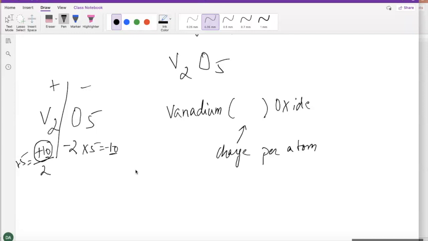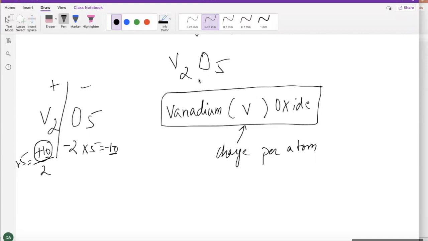If that does not make sense, guys, think about this. You have 2 vanadiums and they have a total of $10. So each vanadium has how many dollars? Each one is $5 because you got 2 vanadiums, total $10, each one got $5. So you put 5 here, and for 5 you put the Roman numeral 5 like that. So this is the final answer, vanadium(V) oxide. So guys, the name of V2O5 is not divanadium pentoxide. It's vanadium, parentheses 5, oxide.